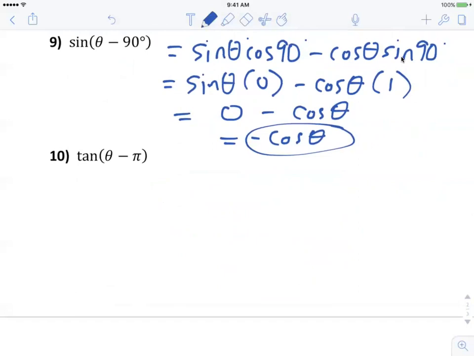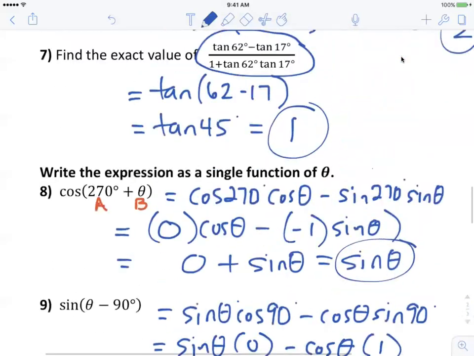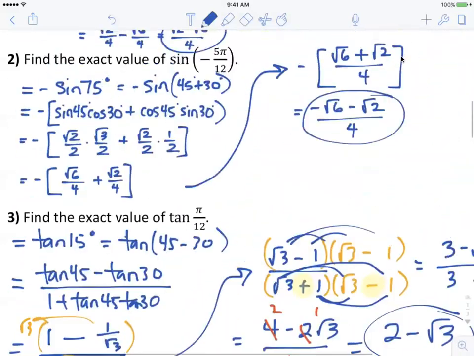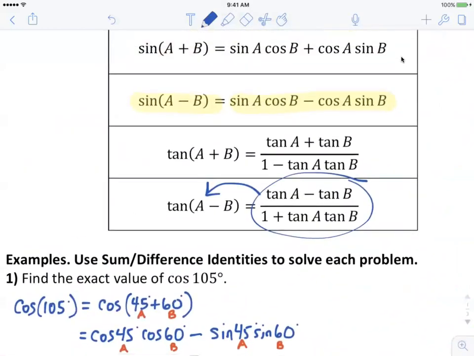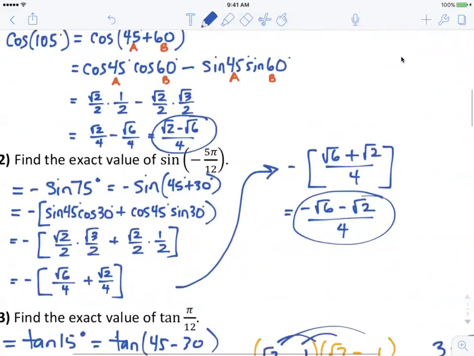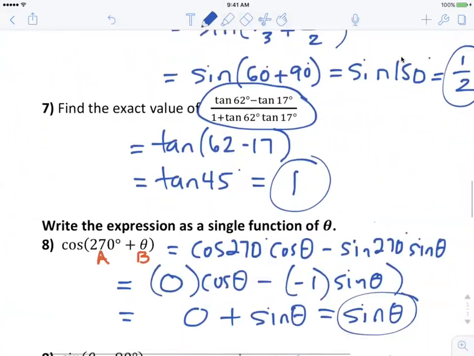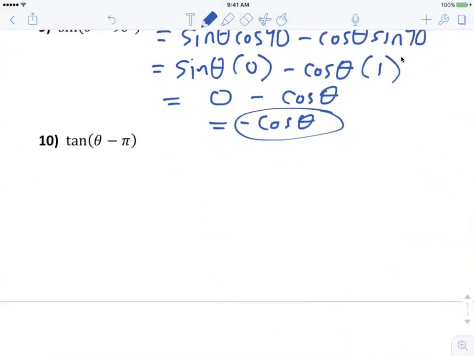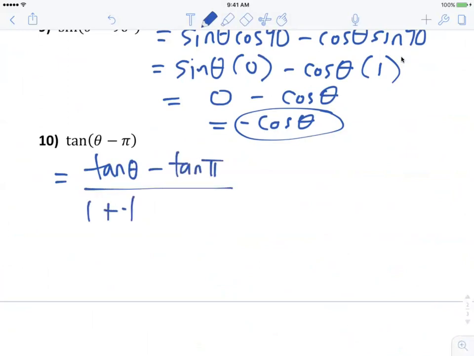Okay, finally we have a tangent, tangent A minus B. So again, what I'm referring to when I do these, all the way back up, that's that one, right? Tangent A minus B. So I'm doing this expression, all right? Minus on top, plus down below. So this is equal to tangent theta minus tangent pi over 1 plus tangent theta times tangent pi.